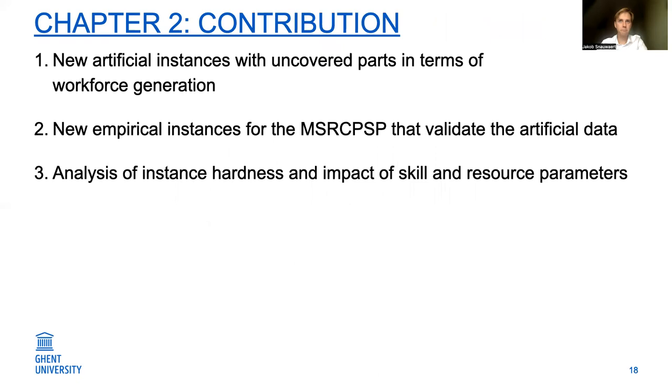Now, to finish off this chapter, the contribution is threefold. Namely, we have generated new artificial instances that uncover new parts of the search space in terms of workforce generation. Secondly, we have also gathered a set of empirical instances for the MSRCPSP, which we have used to validate our artificial data. And lastly, we did a good analysis of the instance hardness and the impact of our parameters.